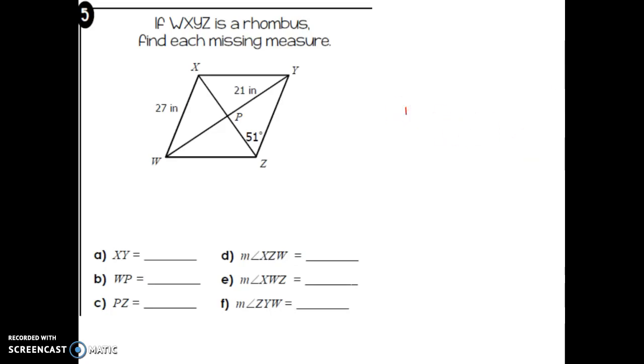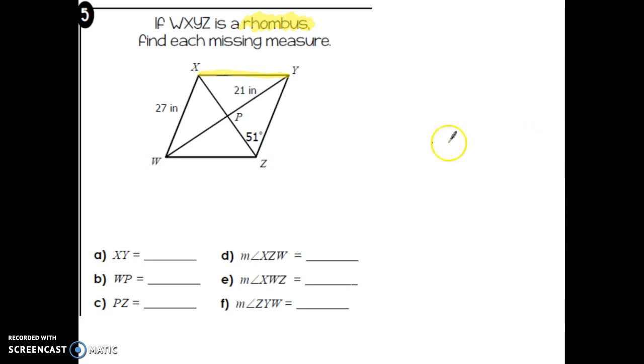So it does say that it is a rhombus right here. So again, in your test, just make sure and see what they are asking you or what they're telling you it is. That way you can use the correct properties for those. I'm going to work with my sides first. And they do ask me for XY.